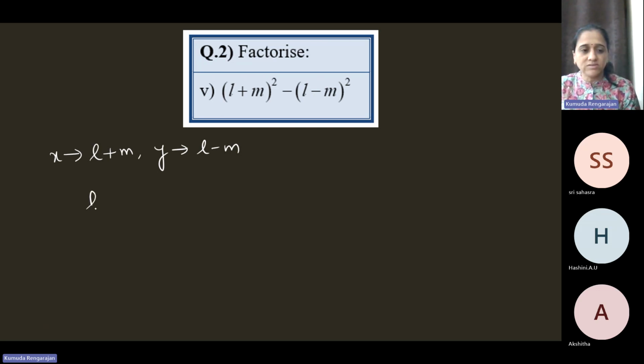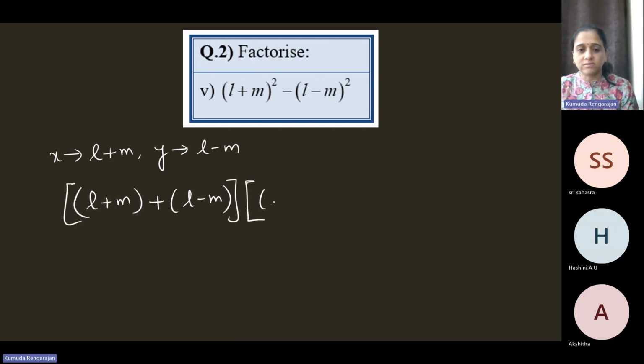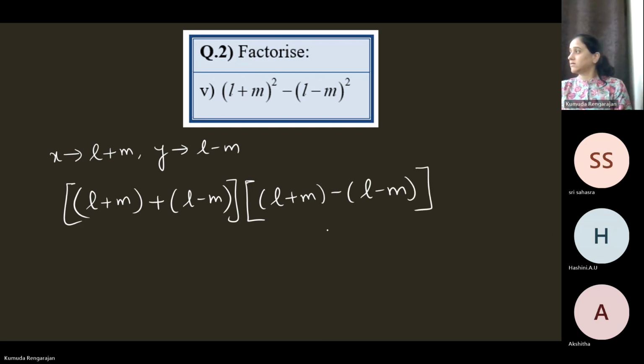So a plus b, see, this is a, I said x, no? So this is x plus y into x minus y. The given expression is of the form x squared minus y squared, so its factors are x plus y and x minus y. This is x plus y into x minus y.